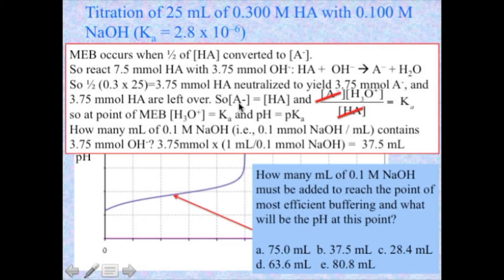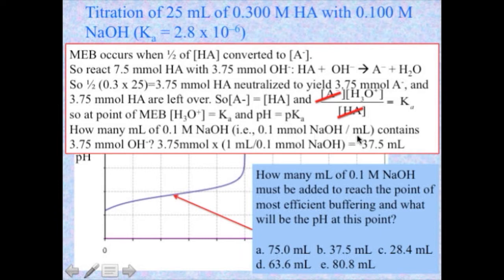So A- concentration equals HA, weak acid concentration, and they therefore cancel each other out in the mass action equation, leaving the concentration of hydronium ion equal to the equilibrium constant for the weak acid. So at the point of most efficient buffering, the concentration of hydronium equals the equilibrium constant, and the pH equals the pKa.